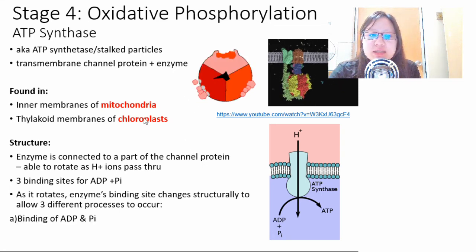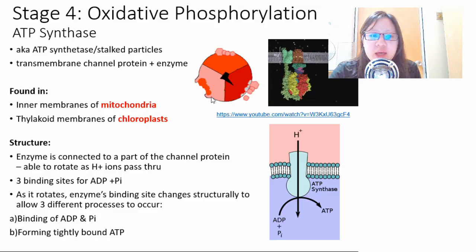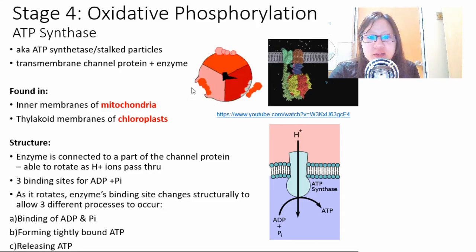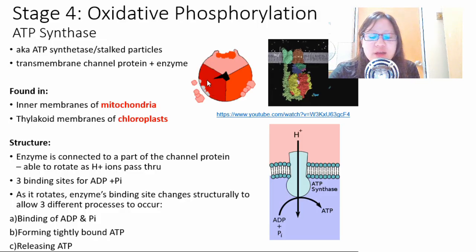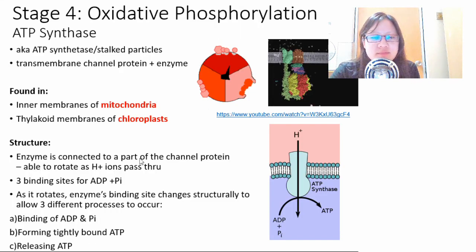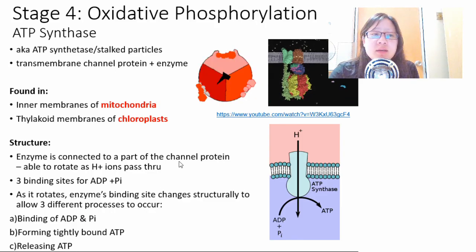The first is the binding of ADP and inorganic phosphate, as you can see here. Number 2 is forming tightly bound ATP, pushing them together. And number 3 is to release the ATP, as you can see here. I think the more you stare at this diagram, the more it makes sense. But don't worry, they don't expect you to draw this spinning diagram or anything like that. You can just stick to the points here. Okay. So enough about ATP synthase.